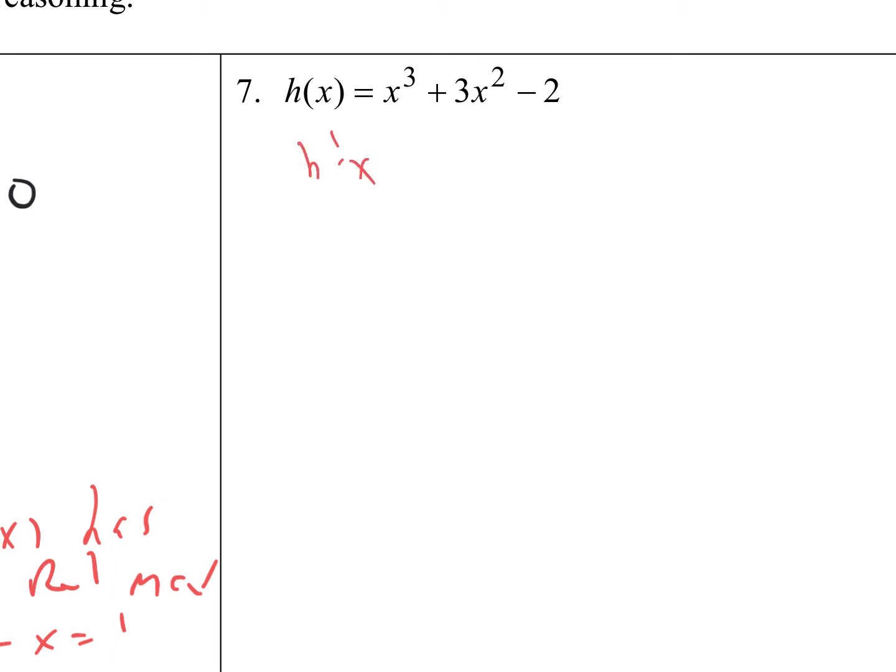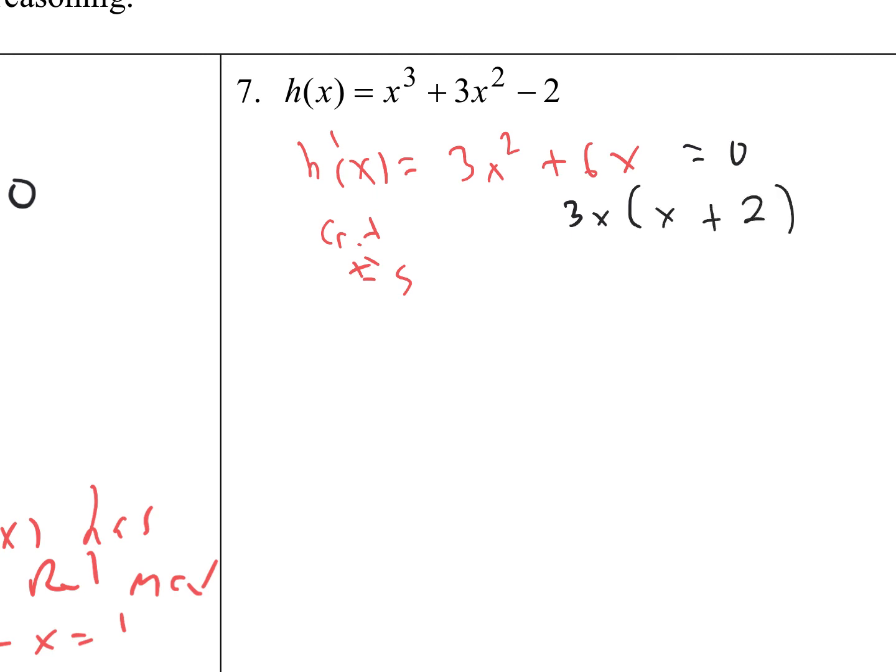All right, let's do h prime. H prime of x is 3x squared plus 6x. Let's find the critical numbers. How do I do that? I set this thing equal to 0. There's only two terms, so I can just factor out the common 3x, leaving x plus 2, still equal to 0. X can be 0, x can be negative 2. So there are my critical numbers: x equals 0, x equals negative 2.